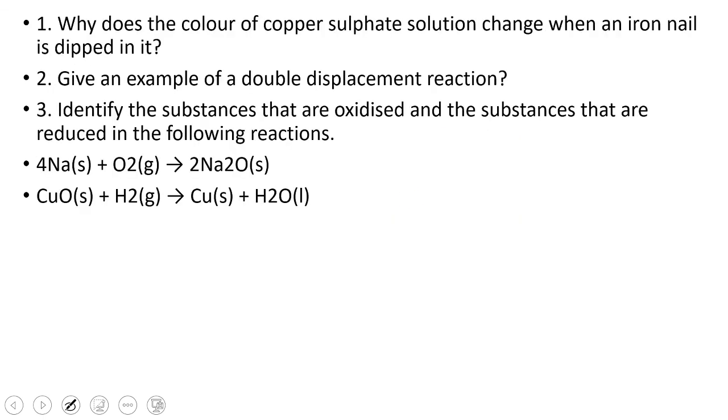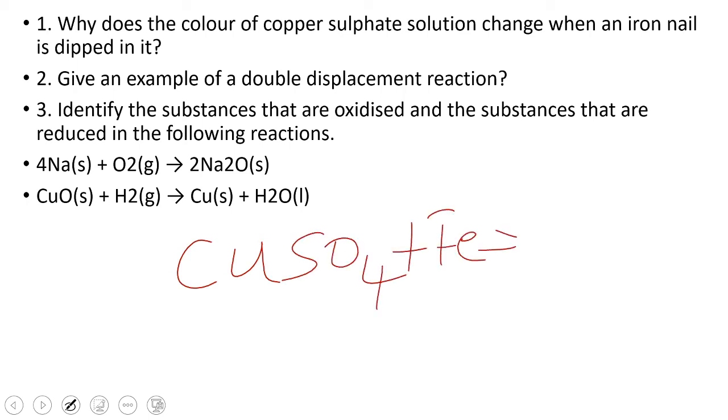Here are some questions I have given. Let's discuss. Why does the color of the copper sulfate solution change when an iron nail is dipped in it? When the iron nail is dipped, a displacement reaction takes place. Iron sulfate is formed and copper is formed. That's why the color of the copper sulfate solution has changed.